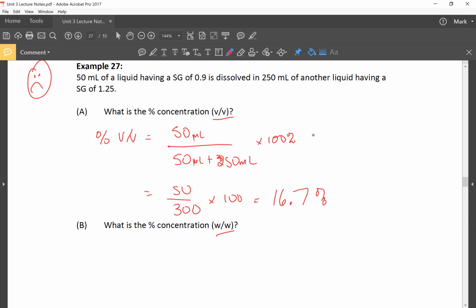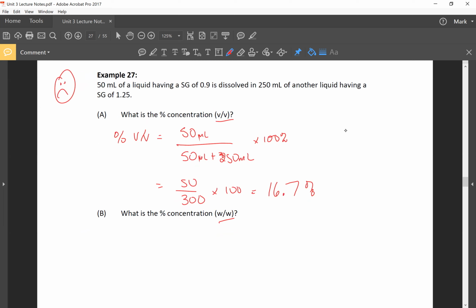What about B? B is a little challenging. Okay, so for B, if I want to find the percent concentration in terms of weight, I do need to find the weight of my solvent. I need to find my weight, I'm writing this small for a reason, of the solution. And I need to times that by 100. The problem is I don't know the weight of anything.